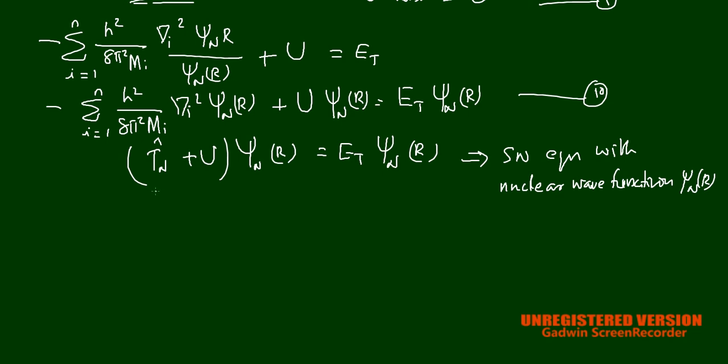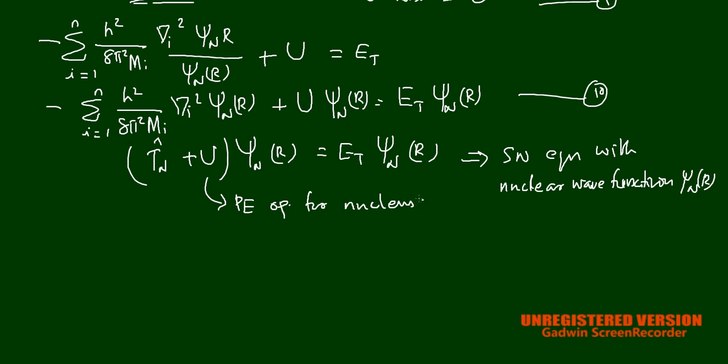You can see that there is a kinetic energy part and there is a U. So kinetic energy part plus U psi n r is equal to energy into psi n r. That is an eigenvalue equation and Schrodinger wave equation, and therefore here U represents the potential energy for the nucleus. So this one represents the potential energy operator for the nucleus.